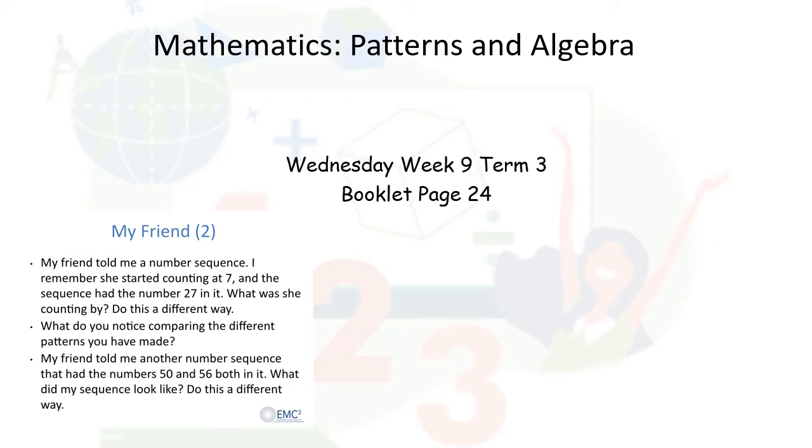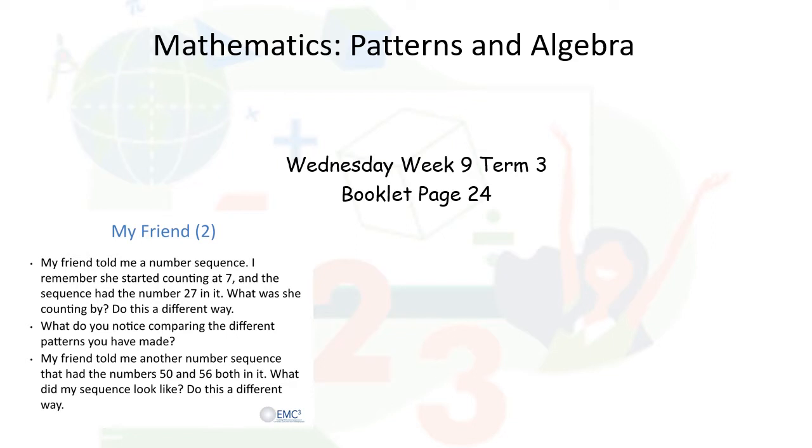I'll read the question. My friend told me a number sequence. I remember she started counting at 7, and the sequence had the number 27 in it. What was she counting by, and do it a different way? What do you notice comparing the different patterns you've made? And the third part of the question, my friend told me another number sequence that had the numbers 50 and 56 both in it. What did my sequence look like? And do this in a different way.